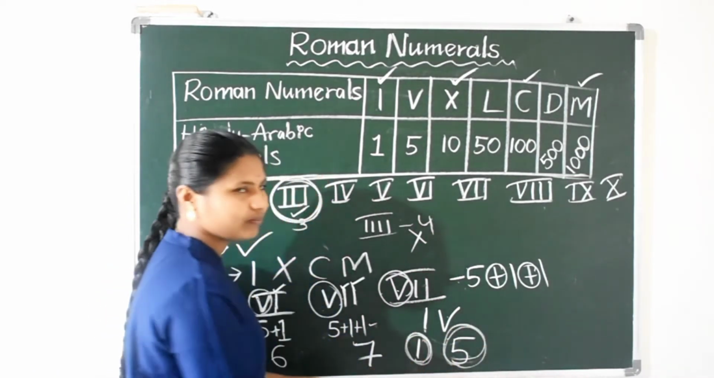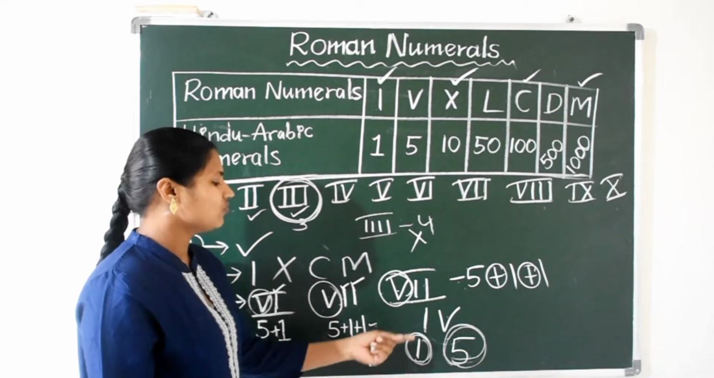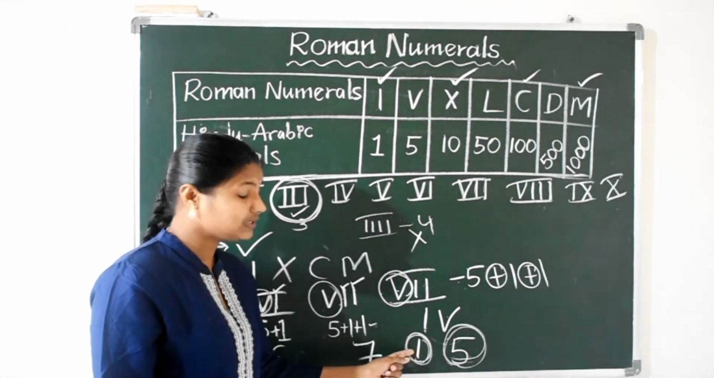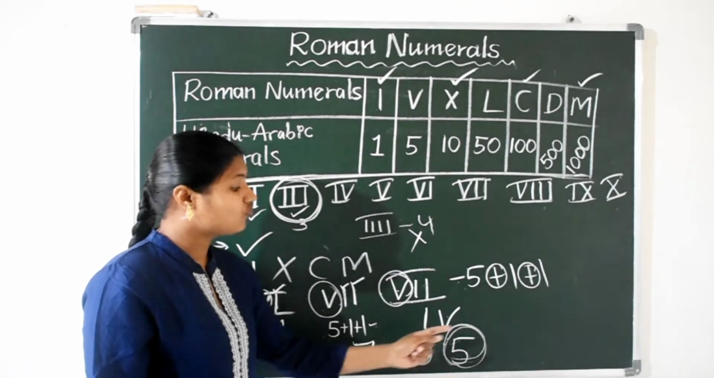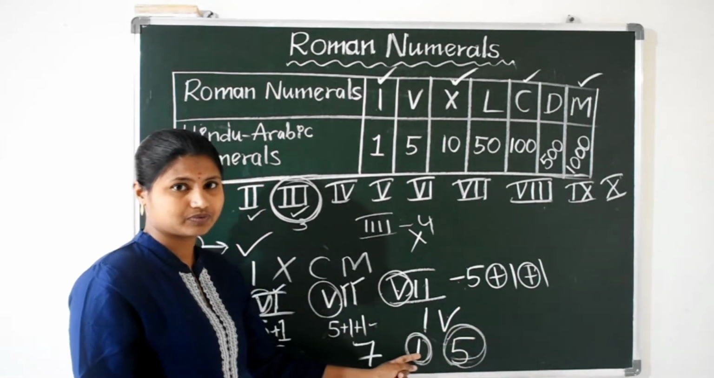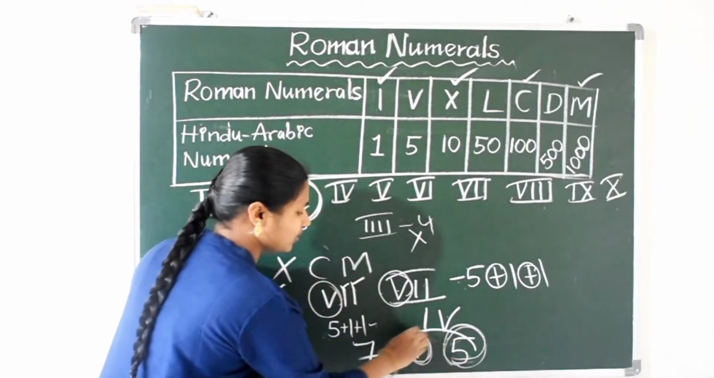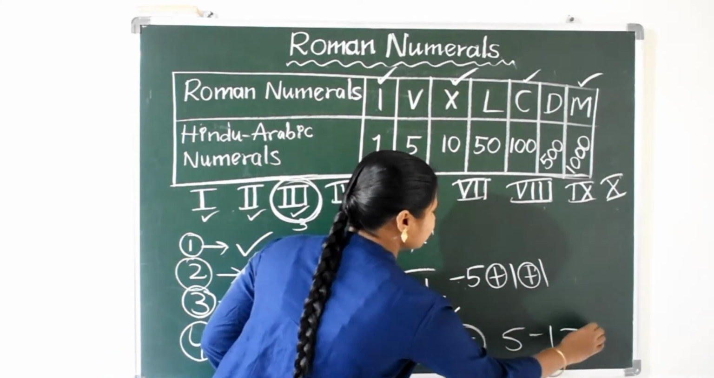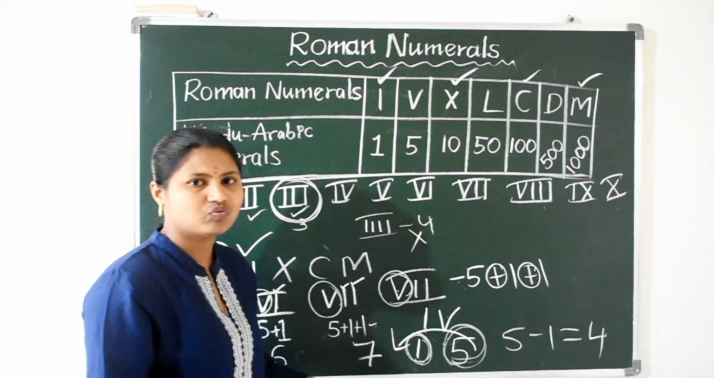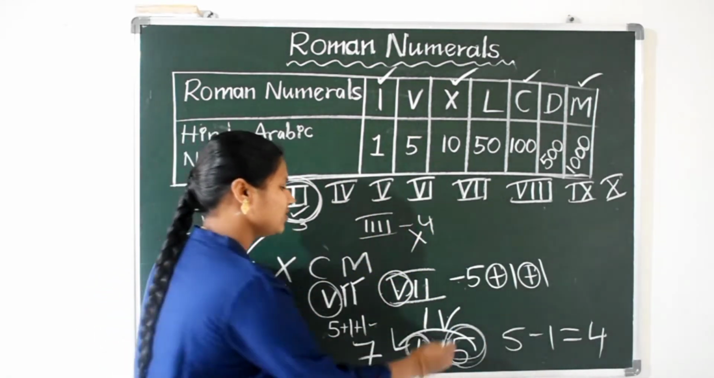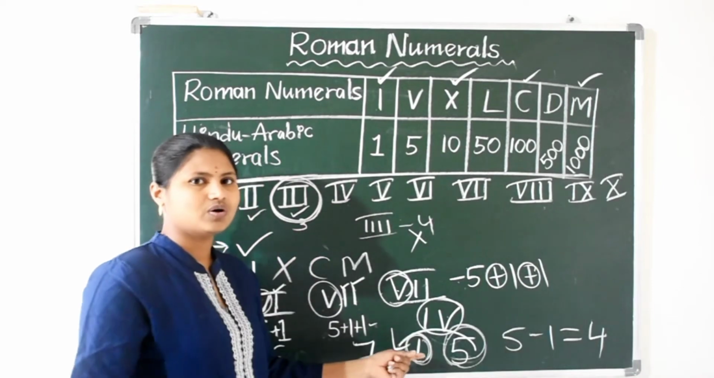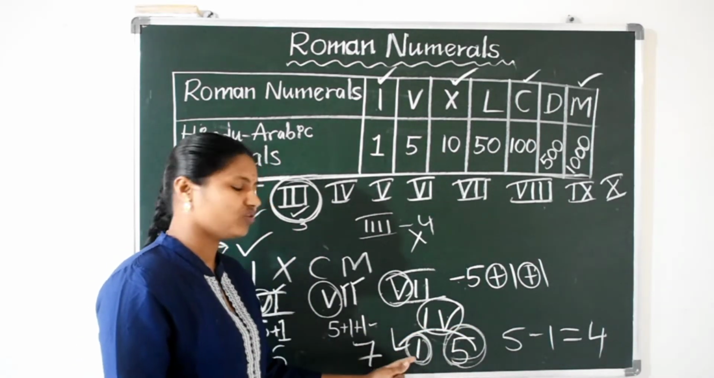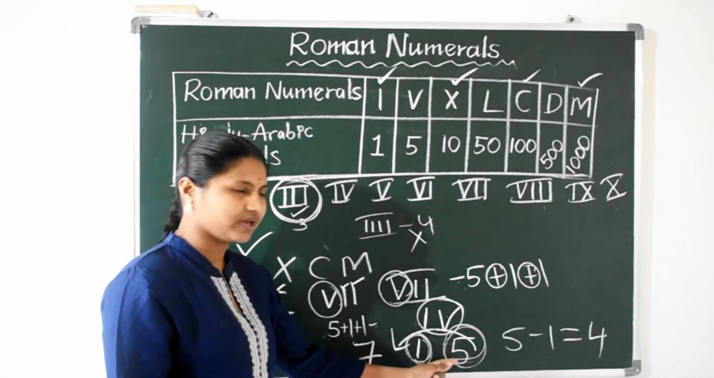Next a bigger number is there. So if the smaller number comes first, we have to subtract this smaller number from the bigger number, like this. 5 minus 1 we have to do. 5 minus 1 gives what? Number 4. So IV means 4. I means 1, V means 5.